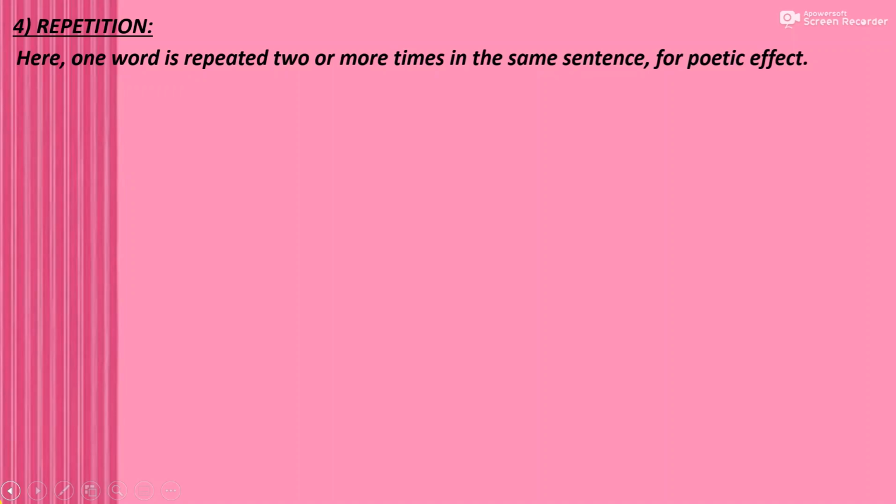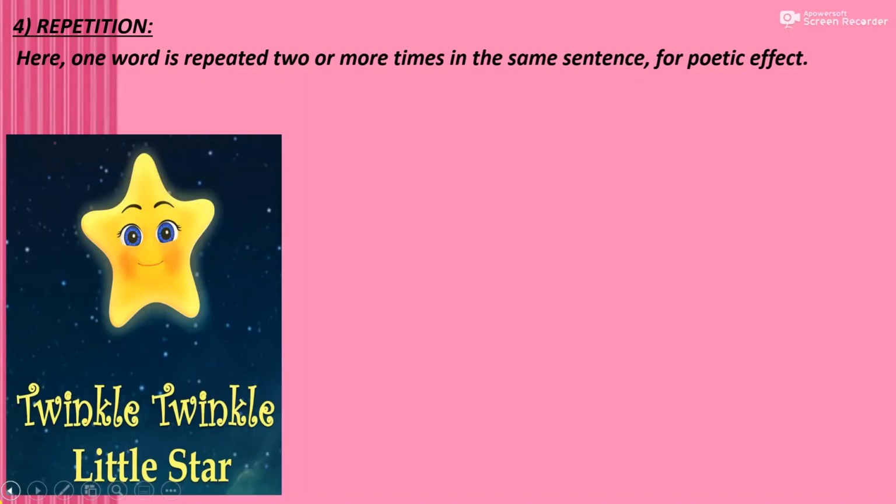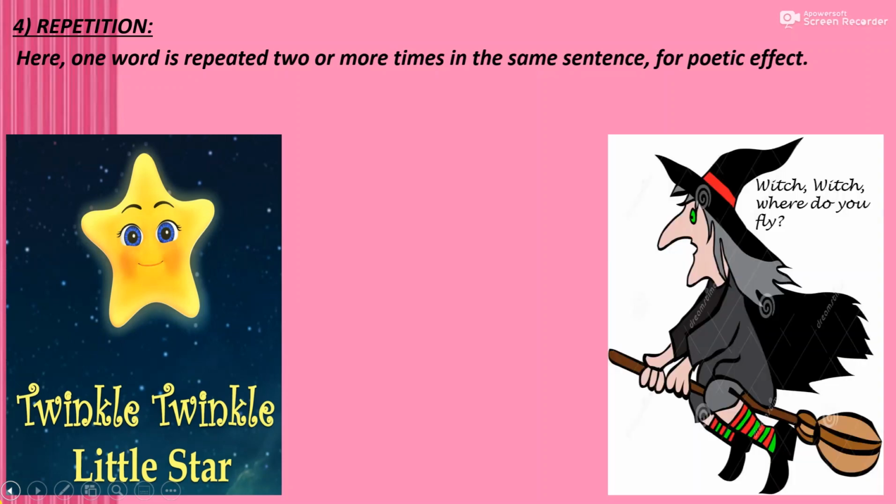In repetition, one word is repeated 2 or more times in the same sentence for poetic effect. So here, when we talk about a sentence, in the same sentence there would be a word which would be repeated 2 or more times. When you spot such a word, then the sentence would be repetition. So let us have a look at the examples. The first example is Twinkle, twinkle, little star. And the second is Which, which, where do you fly?